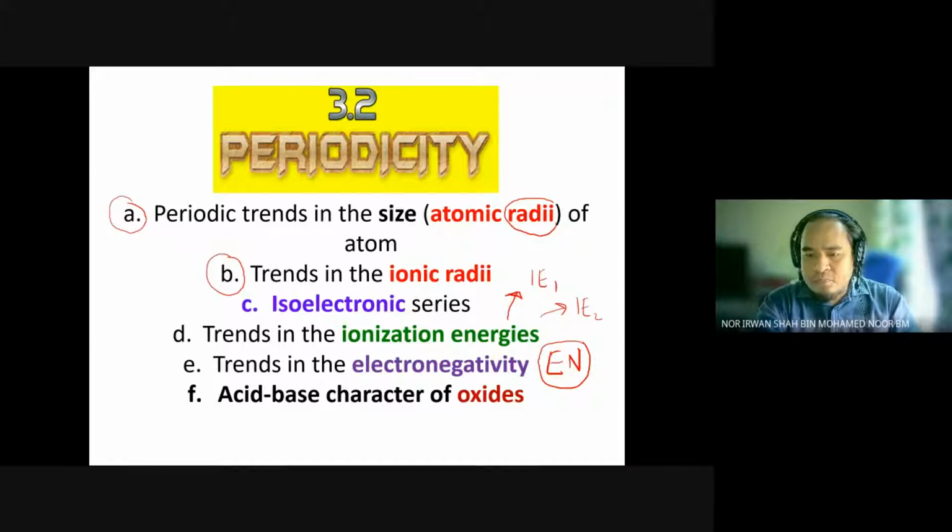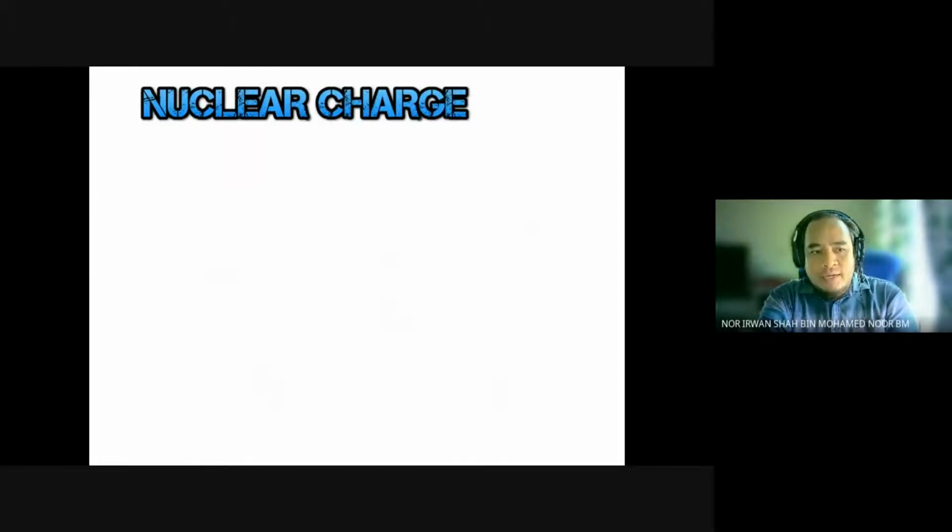Okay guys, so before we proceed with this trends in atomic radii, firstly guys, there are a few terms that I would like to make clear to you guys before we start to discuss these trends, whether the size of atom or the size of ion. Okay, so what are the terms? The first term is what we call as nuclear charge. Nuclear charge, or dia punya simbol dia adalah Z.